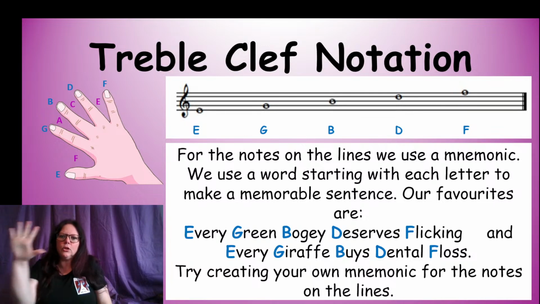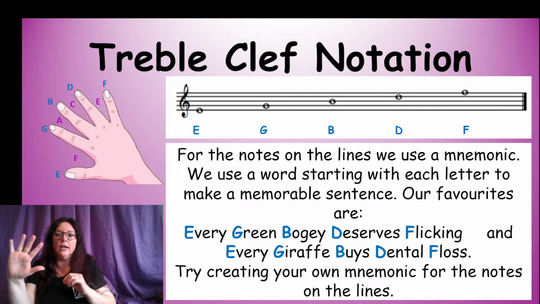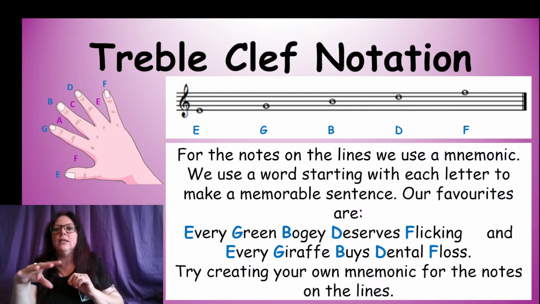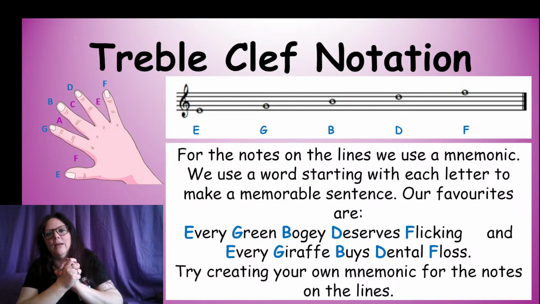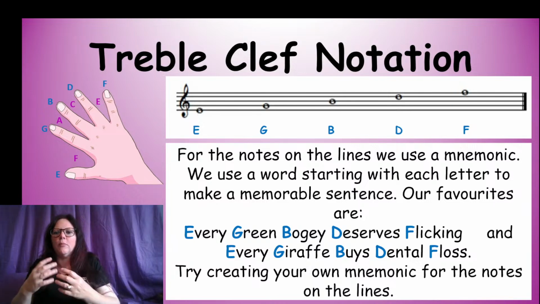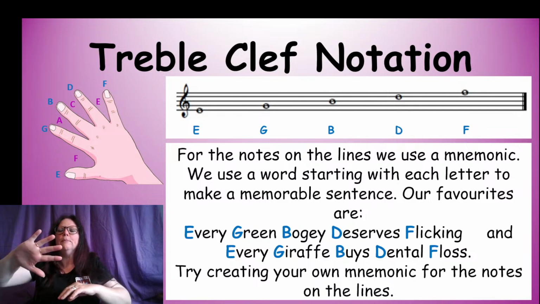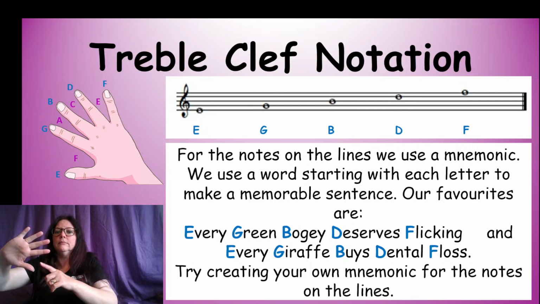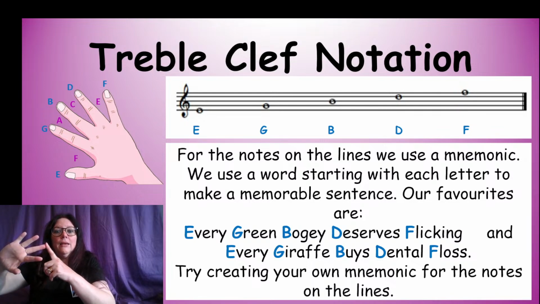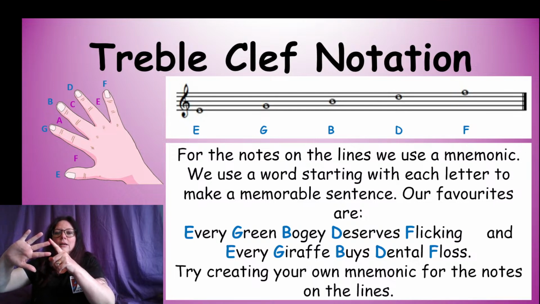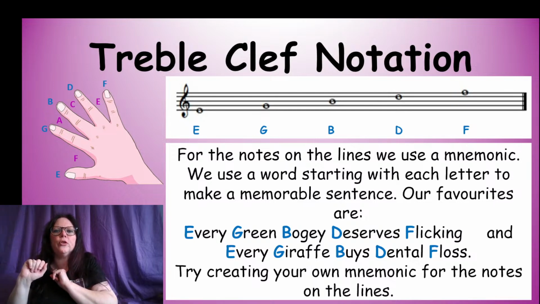So let's have a little bit of a test, maybe. Using your hand, I'm either going to say a line or a space. Obviously, the stave with the lines on is still up on the screen, so that's going to make it a little bit easier. But we're just trying to remember these notes, so it's okay. So using your hand, third line. What's the note? You should have said a B. Every green bogey.